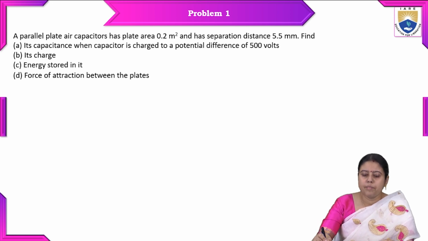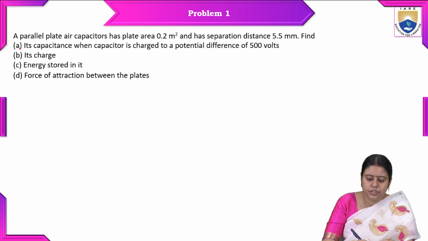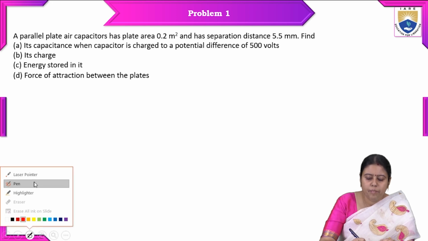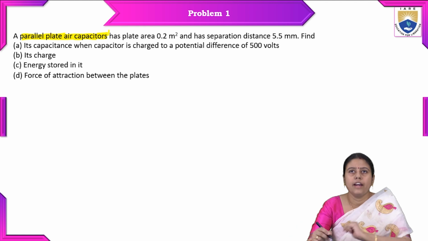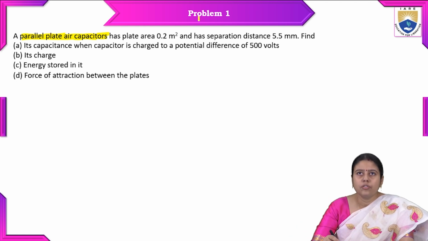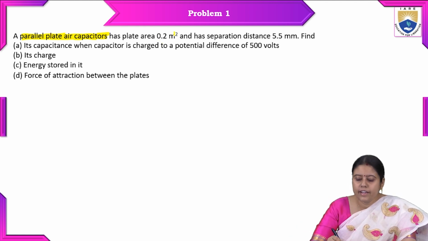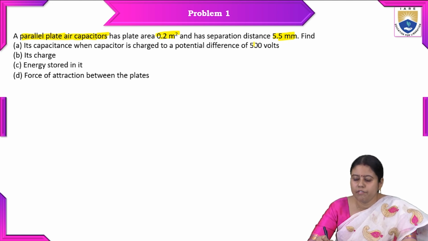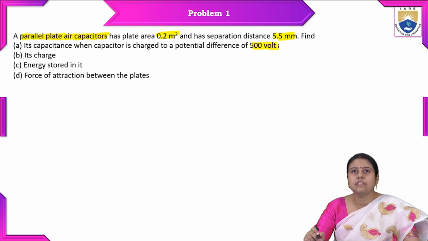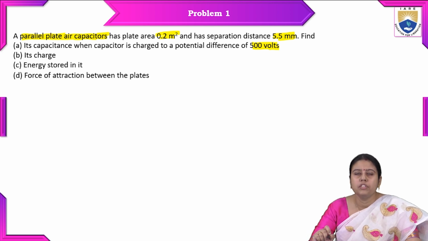So, what is the capacitance? If we study the question, there are some important keywords we have to understand. The first one is the parallel plate air capacitor, and the next is the plate area, 0.2 meter square, and the distance, 5.5 mm. Find the capacitance when the capacitor has been given 500 volt. So these are the main key points of this problem.